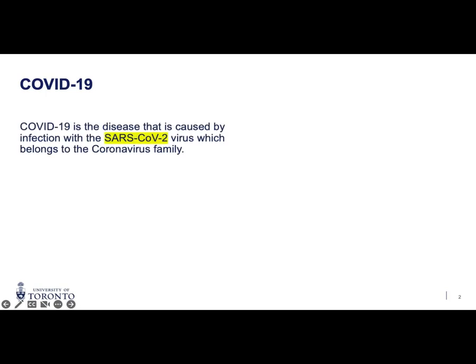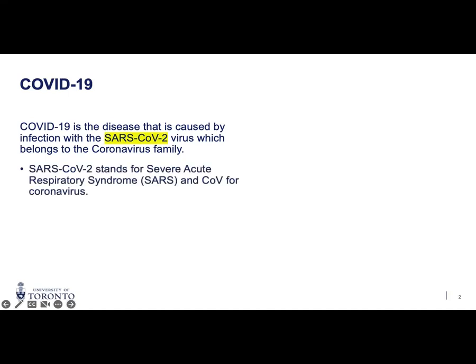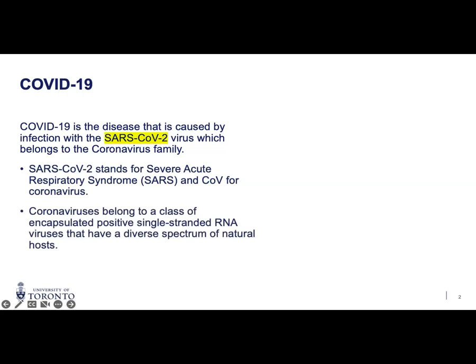So before we take a look at the case studies, let's briefly talk from the very start a bit about COVID-19 and its epidemiological impact. COVID-19 is a disease that is caused by infection of the SARS-CoV-2 virus, which belongs to the coronavirus family. SARS stands for severe acute respiratory syndrome, and CoV stands for coronavirus. And coronaviruses belong to a class of encapsulated positive single-stranded RNA viruses that have a diverse spectrum of natural hosts, humans being one of them.